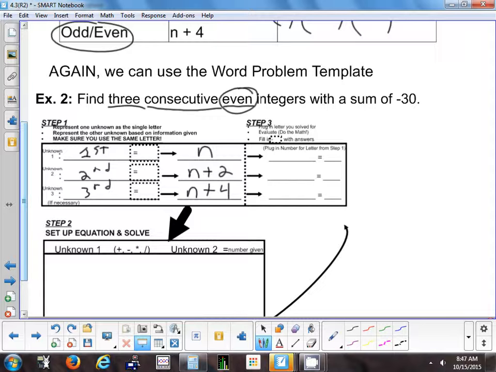Okay, set up our equation. Sum. When we see sum, what are we doing? Yep, addition.